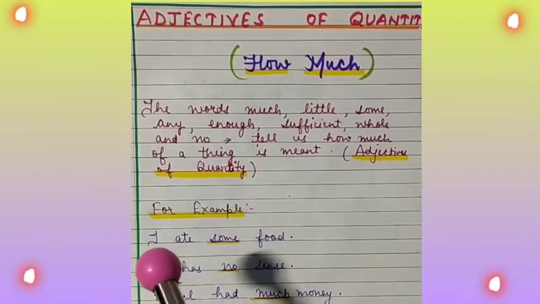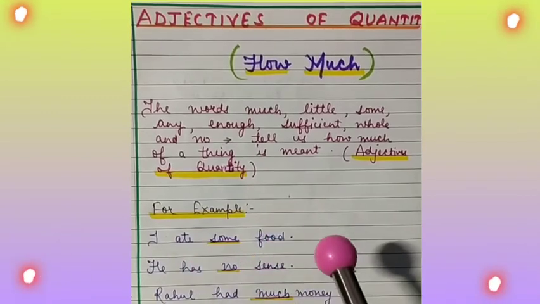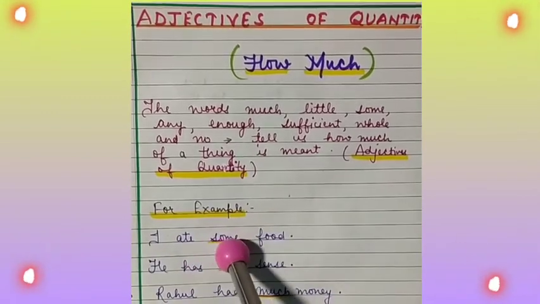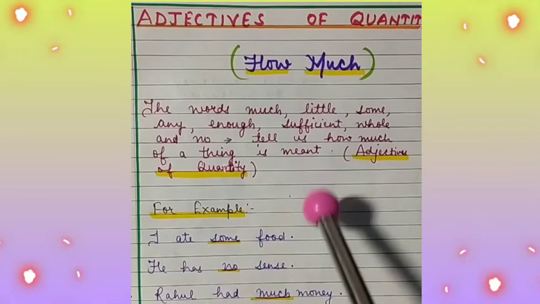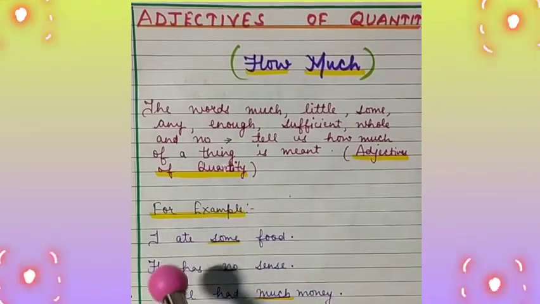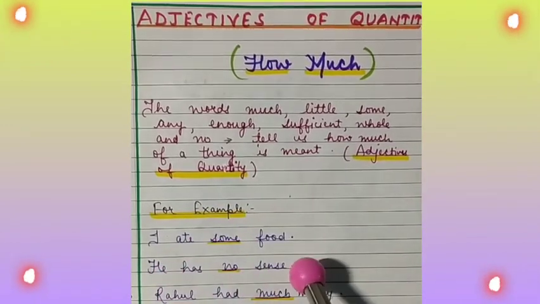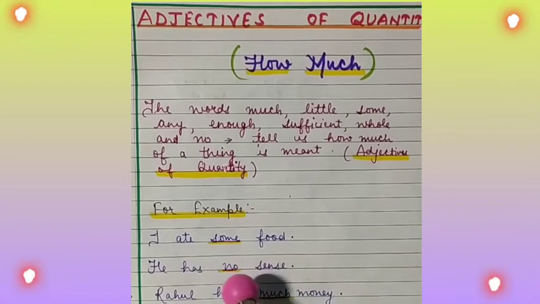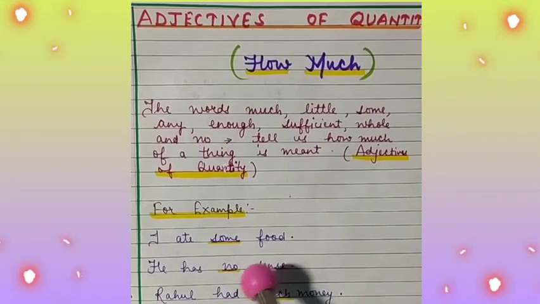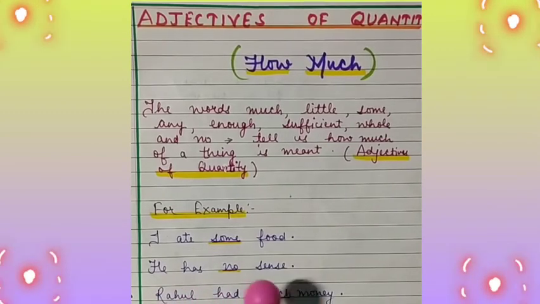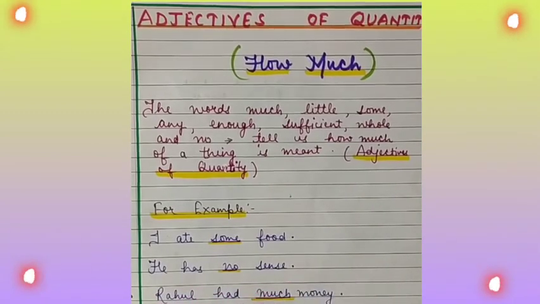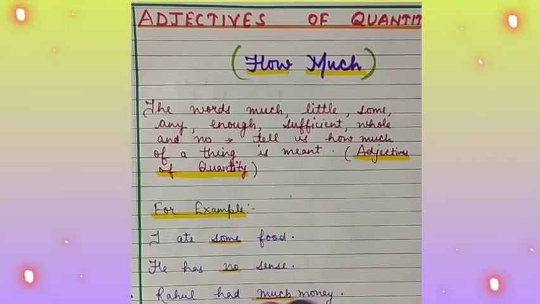For example, I ate some food. So some is the quantity here. It is telling about how much quantity of food. Some. He has no sense. So here he is having no sense. How much sense? No sense. Rahul had much money. So here much is telling about the quantity. So he is having much money.